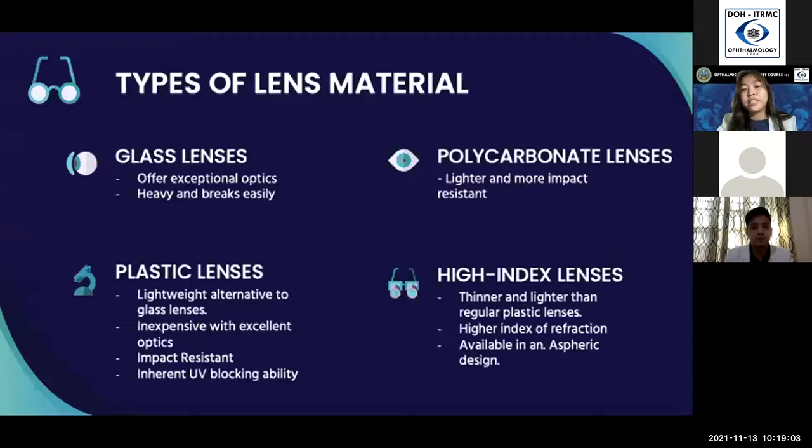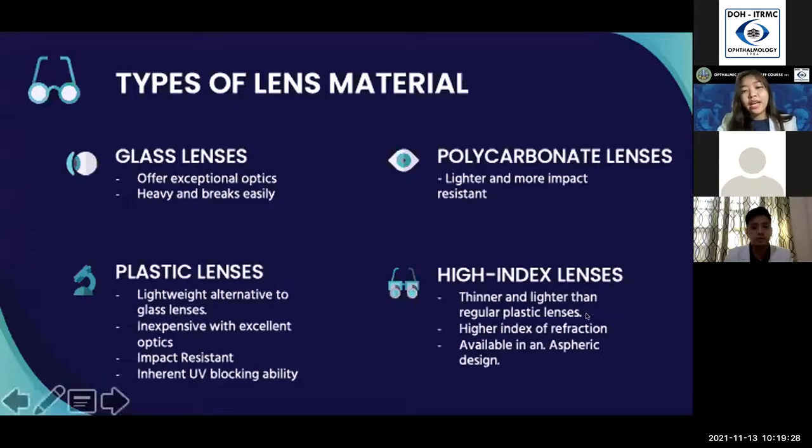They also are more impact resistant than glass lenses. The next one is polycarbonate lenses. Since its introduction in the 1970s, polycarbonate lenses have surged in popularity. They are lighter than regular plastic eyeglass lenses and significantly more impact resistant. Polycarbonate is a great lens material for children's eyeglasses, safety glasses, and even sports eyewear.